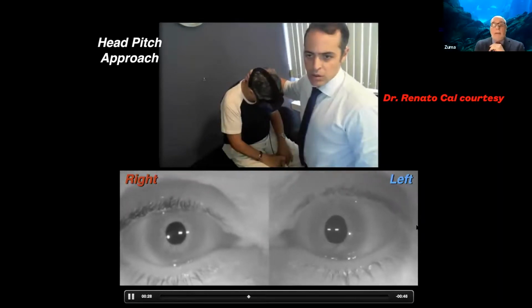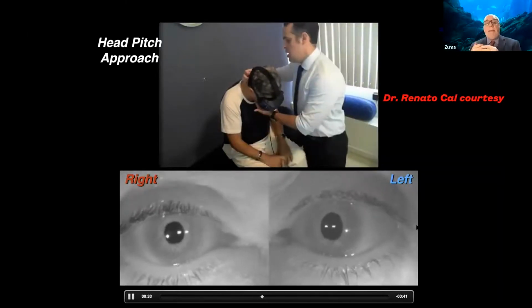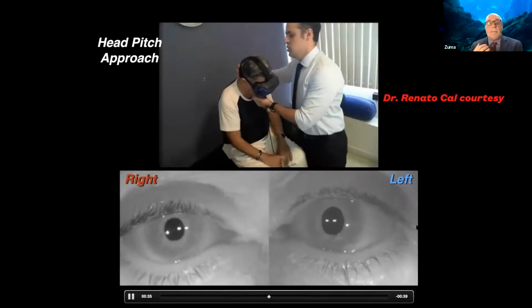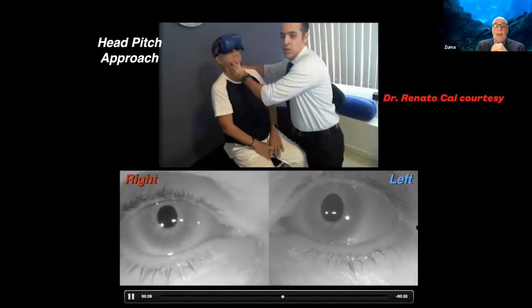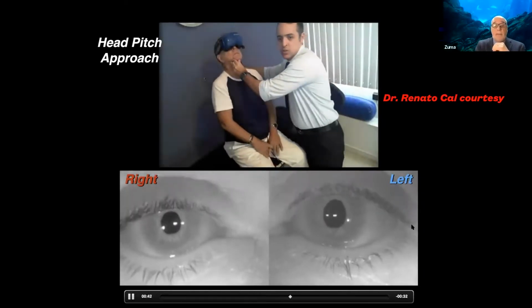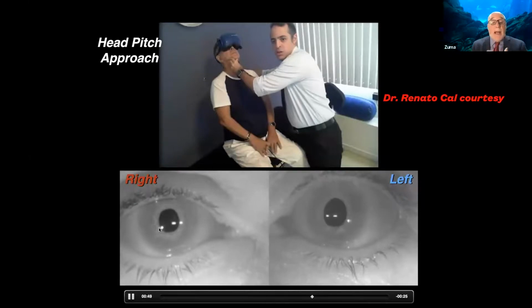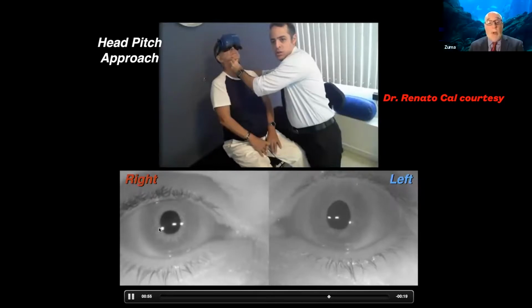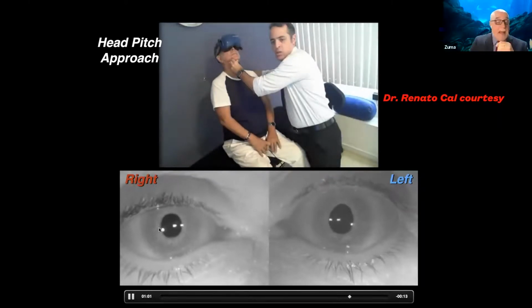Okay. Now he's going to perform the lean test. Okay. And as you can see here, the direction of the nystagmus changes, beating with more intensity to the right side. So according to Marcelli, this is the apogeotropic on the right side.